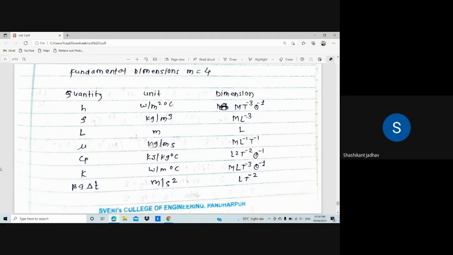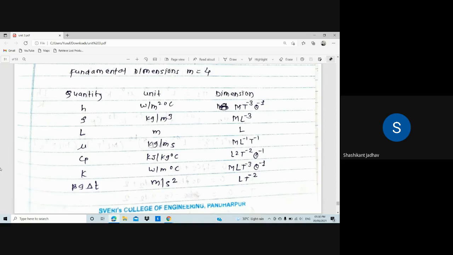Okay, so for each quantity you have to write down the unit. So what is the unit of H? That is watt per meter square degree Celsius. Rho, kg per meter cube, L is in meter, dynamic viscosity kg per meter second, Cp kilojoule per kg degree Celsius, then thermal conductivity watt per meter degree Celsius, beta G delta T, that product having unit is meter per second square. So write down the dimension of each quantity.